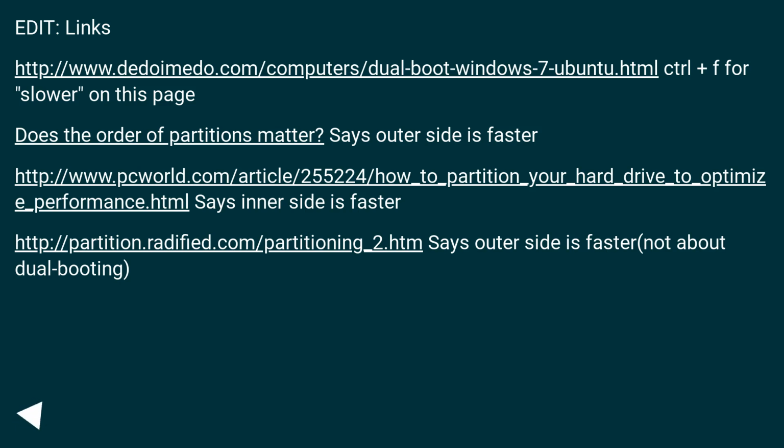Edit: Links. This URL, Ctrl+F for "slower" on this page. Does the order of partitions matter? Says outer side is faster. This URL says inner side is faster. This URL says outer side is faster, not about dual booting.